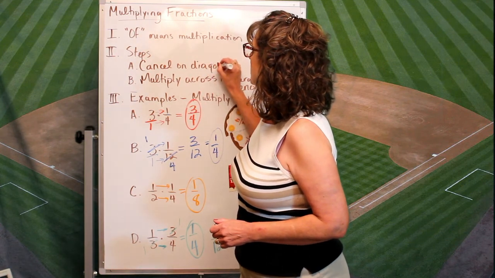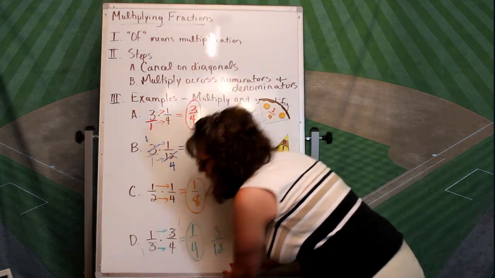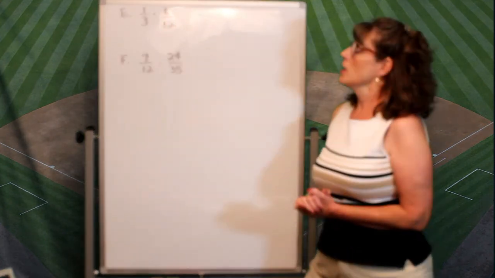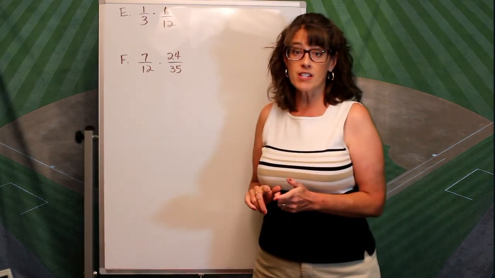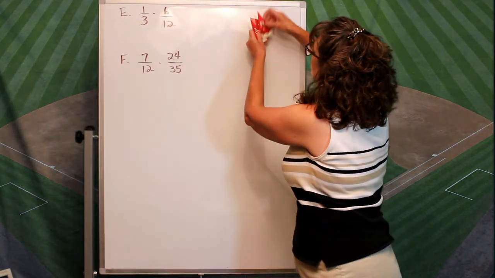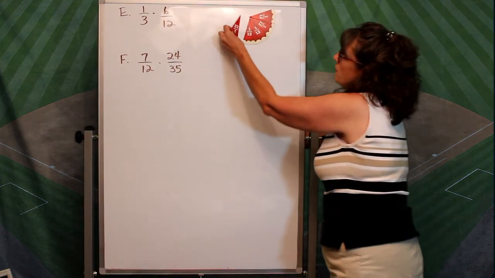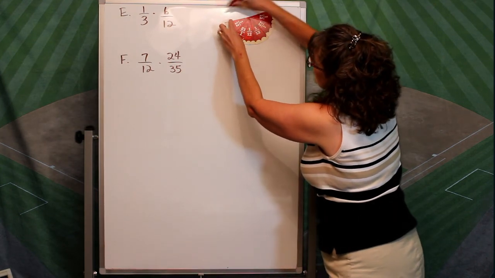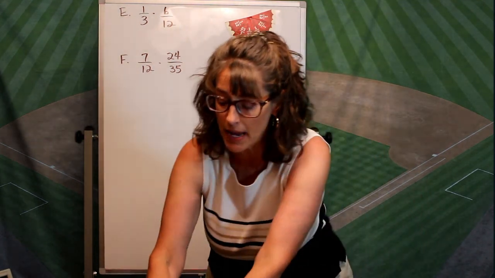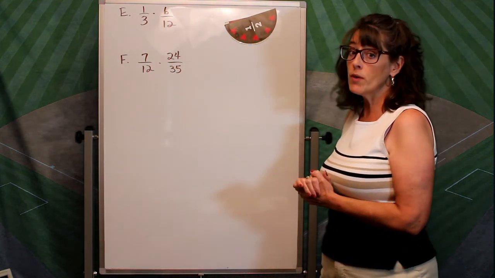Now though, I do need to show you something else, because it isn't just canceling on the diagonals. Let's take a look at another example. So in this example, what it says is I want a third of these 6/12. Well, let's get 6/12 up there. I've got 1, 2, 3, 4, and 5, 6. Oh, there we go, 6/12. But notice that 6/12 has the same space as 1/2. So 6/12 is the equivalent of 1/2.